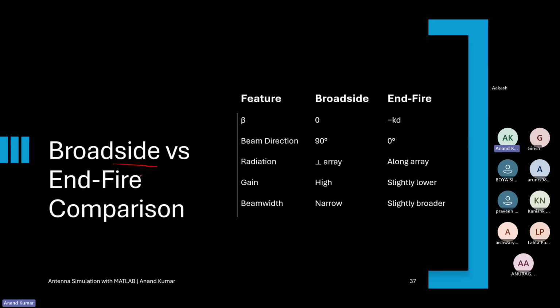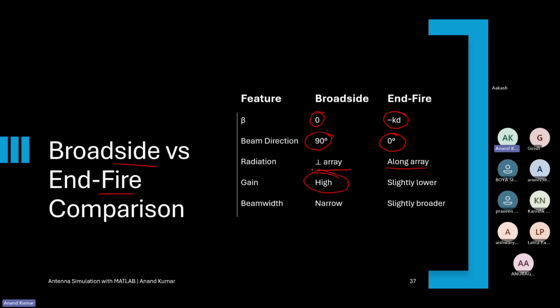Now, comparing broadside versus end fire. The broadside beta is 0 and end fire is minus kd. Your beam direction is 90 degrees in broadside, it's 0 degrees in end fire. Radiation is perpendicular to the array in broadside, and along the array in end fire.